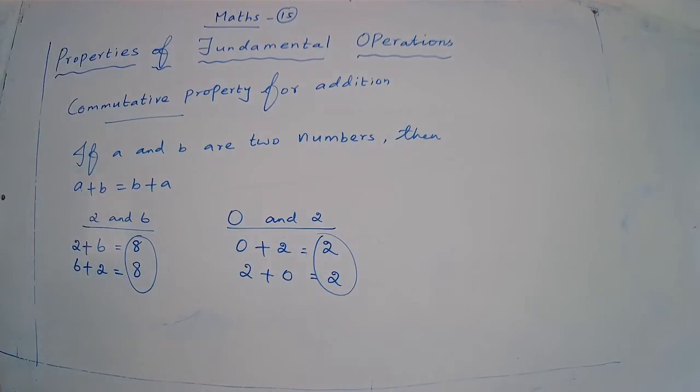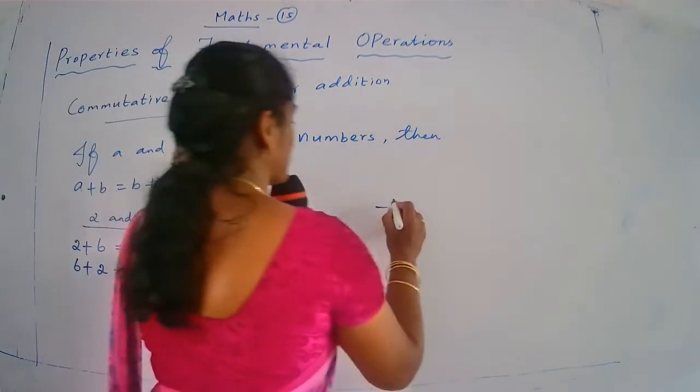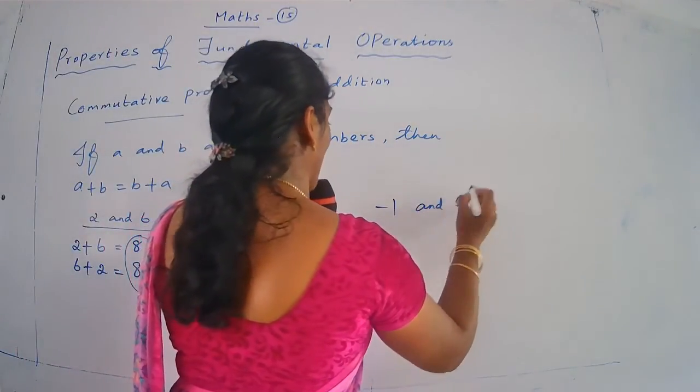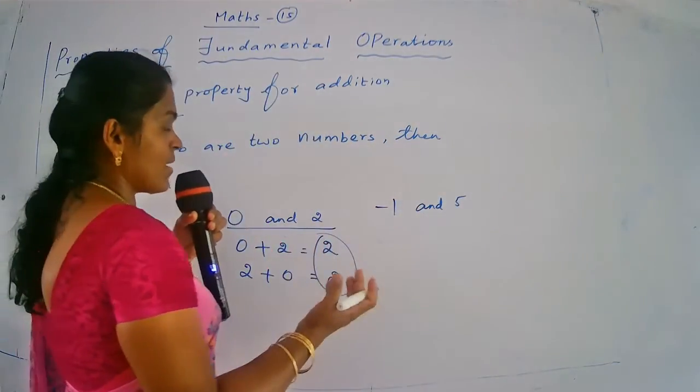Okay, so -1 plus 5. What is the answer? In addition, if the integers have opposite signs, that is positive and negative, find the difference and put the greater value's sign. So what is the answer? -1 plus 5 is 4. The greater sign is plus. Okay, children, are you clear?